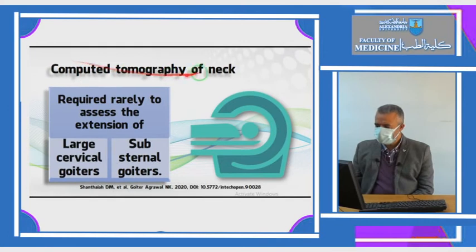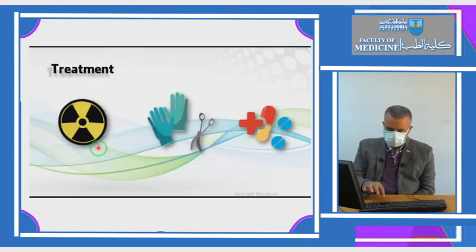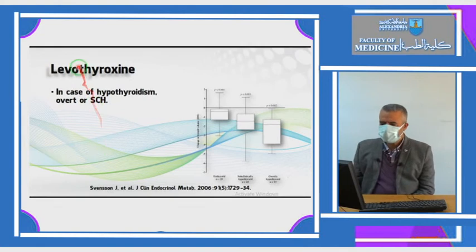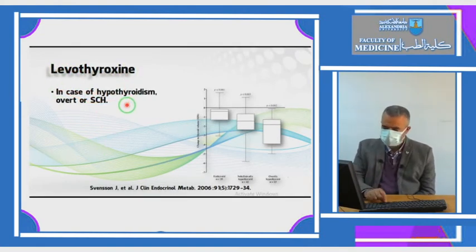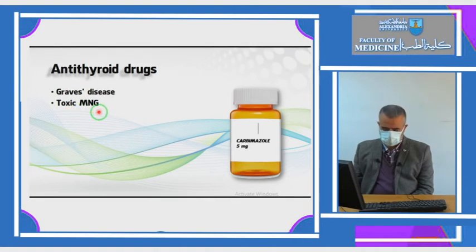The CT of the neck is only resorted to in those who have a large cervical goiter or those with a suspicion of substernal goiter. While for the treatment, we first have the medical treatment in the form of levothyroxine in those who present with overt or subclinical hypothyroidism. We have the antithyroid drugs in those who present with hyperfunction, like those who have Graves' disease or toxic multinodular goiter, usually a toxic adenoma.